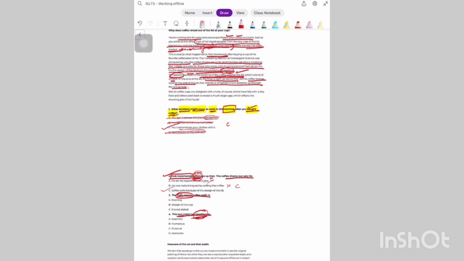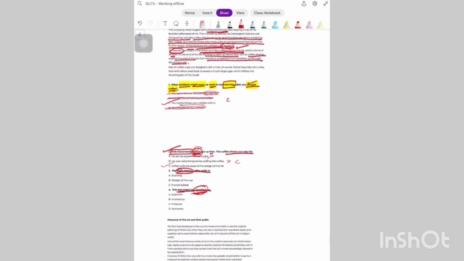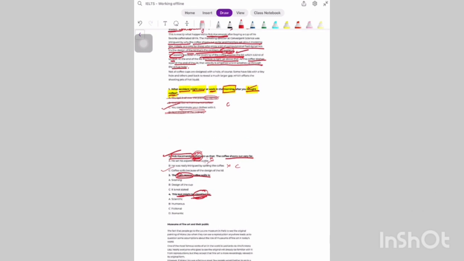And let's look at the options. So the main reason is sloshing. Design of the cup is not stated. It happens because of the sloshing of the coffee against the lid. Design of the cup is not actually mentioned as the main reason, so this is to eliminate it completely. So my correct option is option number A.